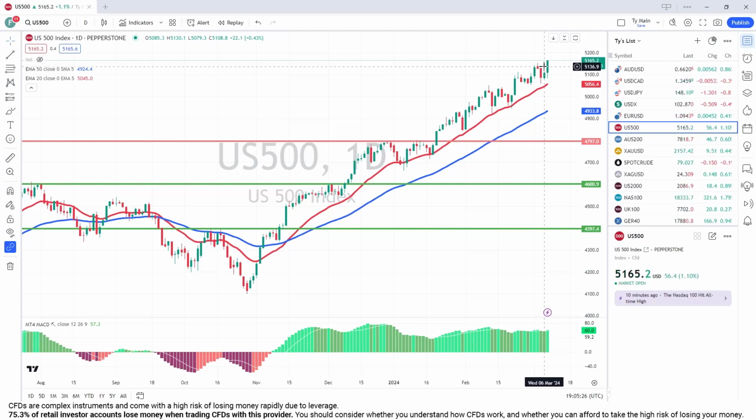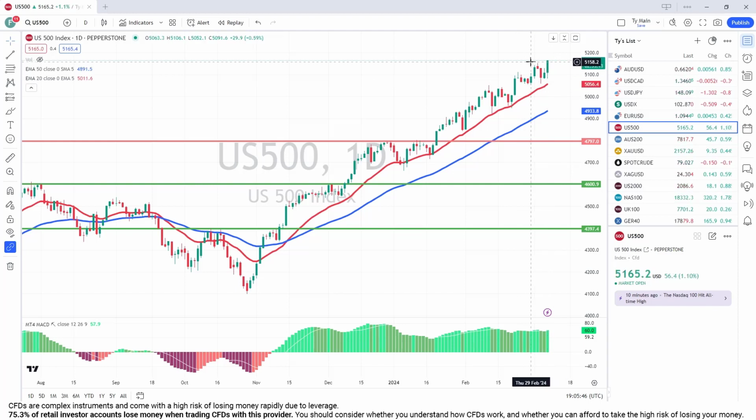If it's a great number, then we could see a break up to 5,200. But if the number is disappointing, then it may track back down to that 20 moving average, which is probably the first point of support. You can see we've got a little bit of support through the price action there as well. We've got 5 candles that have touched it and a 20 moving average. So that's what I'd be looking for on a pullback.